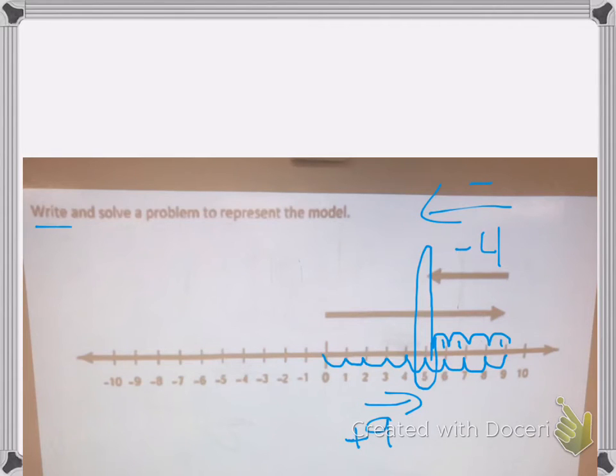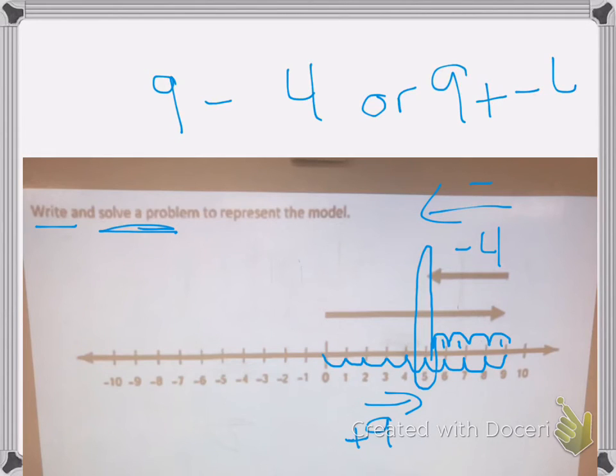So it says write and solve a problem. Well, all I need is an expression, so something without an equal sign. So we've got positive 9 minus 4, or 9 plus negative 4 when we add the opposite.